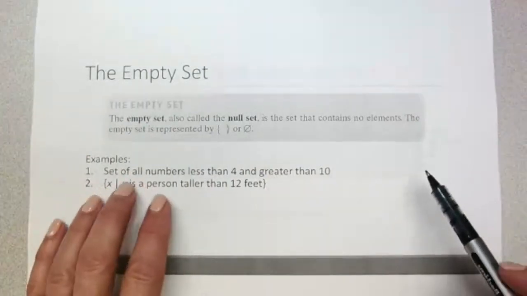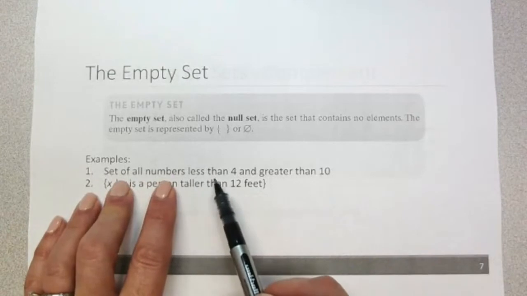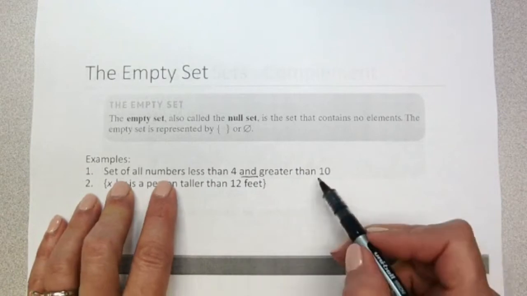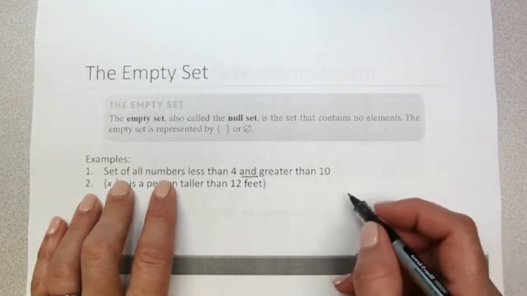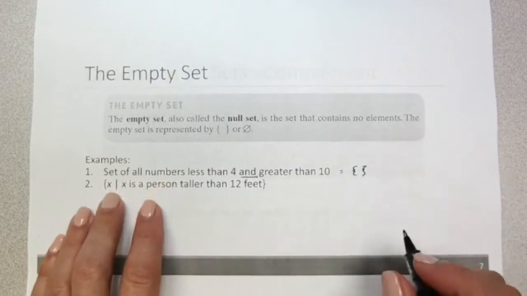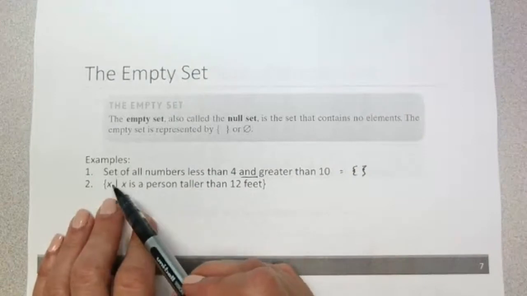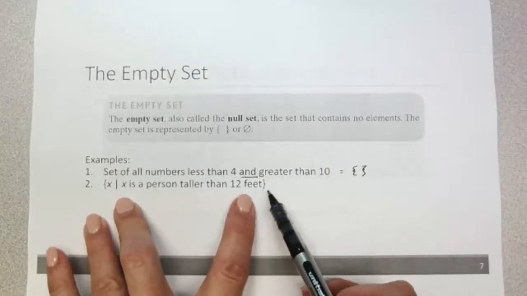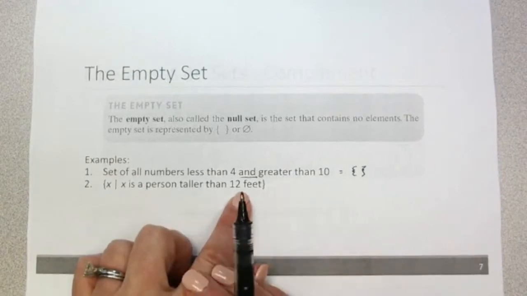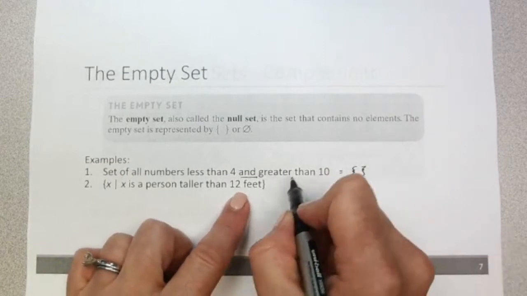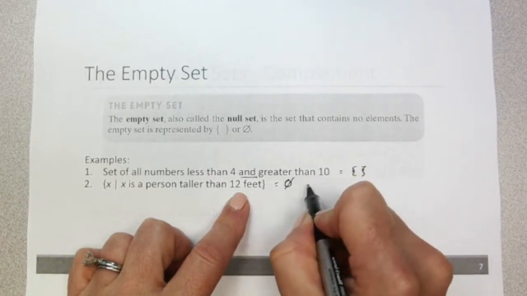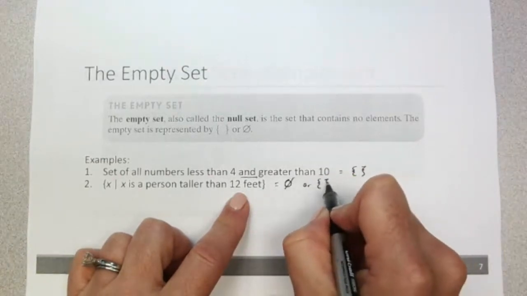The empty set is simply a set that has no elements in it. A couple of examples of the empty set would be the set of all numbers that are less than 4 and greater than 10. Of course, there are no numbers that satisfy both of those criteria, so this would be equal to the empty set. Another example, in set builder notation, is the set of all x such that x is a person taller than 12 feet. Well, I suppose there is a possibility of a person being taller than 12 feet, but I don't know any, so I would say that this is, for me anyway, going to be the empty set. You could do it this way, or the brackets with nothing in between them.